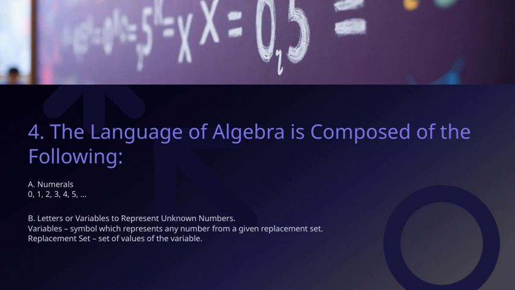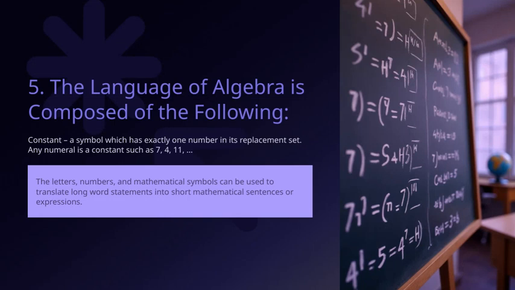Now, let's talk about how we can use letters, numbers, and mathematical symbols to simplify complex statements. Instead of long words, we can translate those into short mathematical expressions, making problems easier to work with. Next, we have the concept of a constant. A constant is a special kind of symbol that always represents exactly one specific number. For example, any numeral like 7, 4, or 11 is a constant because they each stand for one fixed value.